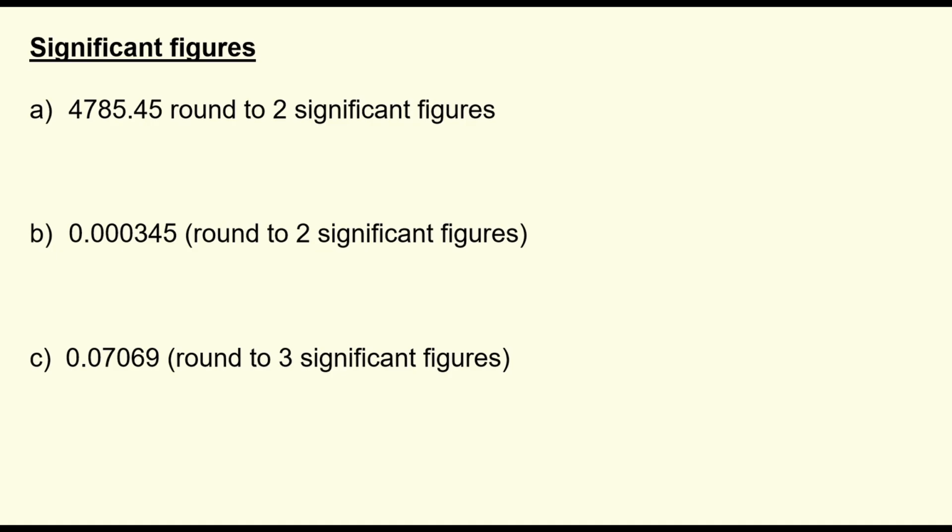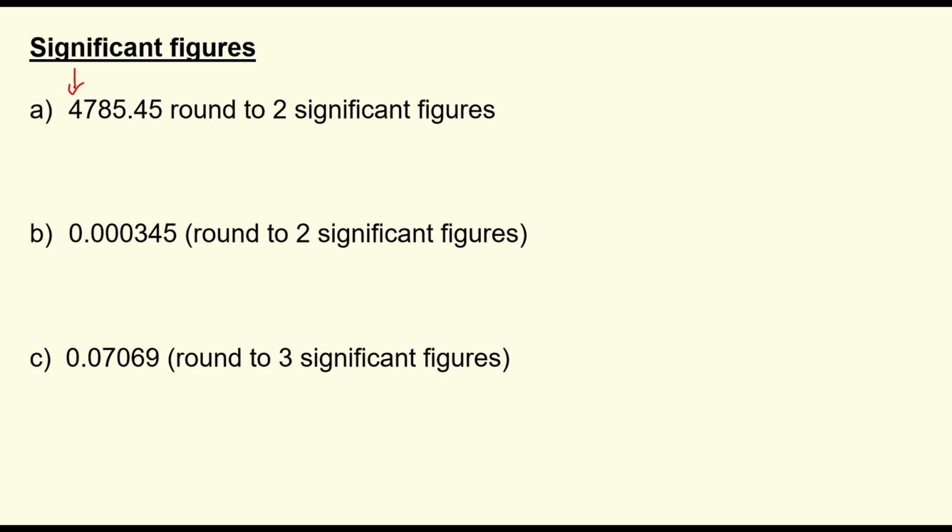Right, significant figures. Okay, so I purposely put a decimal in here. The most common mistake is to think, is that the same as decimal places? No. When we're thinking about significant figures, we're actually counting from the left. So the first significant figure is the 4. Significant means important, so the most important figure in that number is the 4.